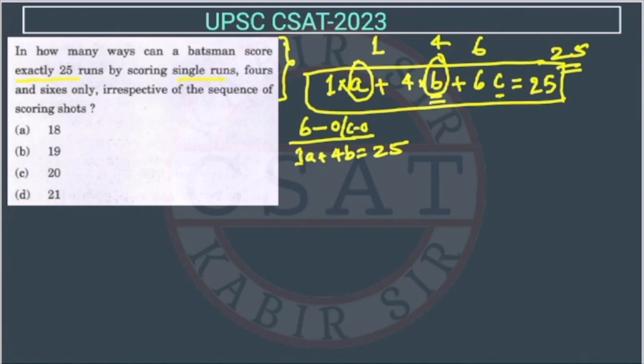Now we will assume how many values B can take, how many 4s he can score. It is possible, first, that maybe he is not scoring any 4, then also he can make 25. So no need to write anything, this is sufficient. Second chance, he may be scoring only 1 four, or he may score 2 fours, then also he can get 25.